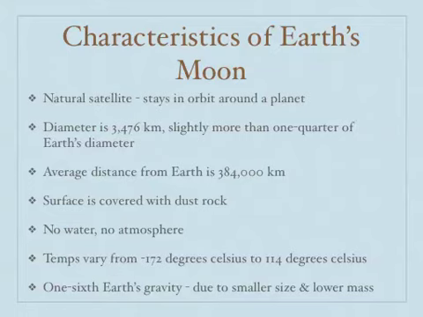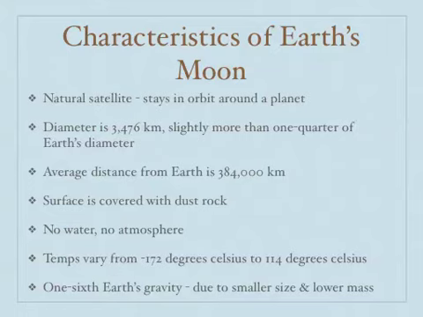This is a little bit more than 1/4 of Earth's diameter, so it's a little bit bigger than 1/4 of the size of Earth. The average distance from Earth to the moon is 384,000 kilometers. Sometimes it's closer, and sometimes it's further depending on its orbit. The surface of the moon is covered with dust and rock. You will not find water on the moon, and it does not have an atmosphere, so it doesn't have any air, carbon dioxide.